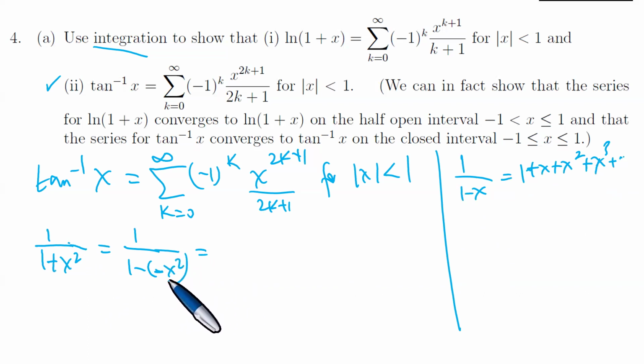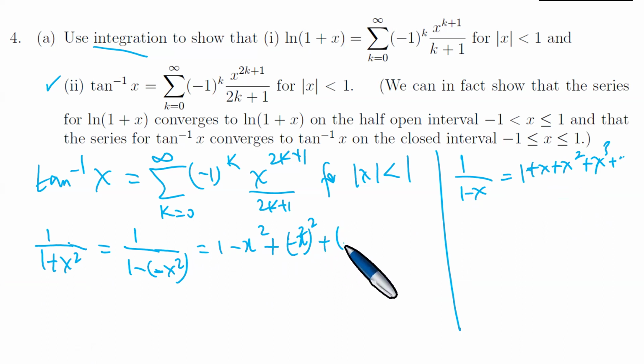But if this is the case, it becomes, the x is replaced by x squared. One minus x squared. And then you come to this one, you square it, you cube it, you raise it to the third and raise it to the fourth power.